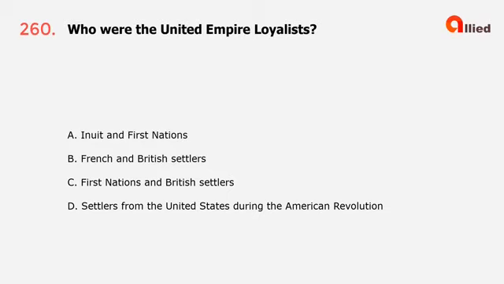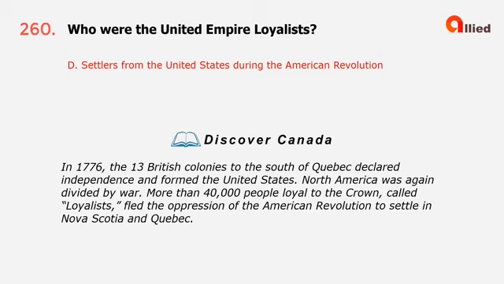Question 260. Who were the United Empire Loyalists? A. Inuit and First Nations. B. French and British settlers. C. First Nations and British settlers. D. Settlers from the United States during the American Revolution. The answer is D. Settlers from the United States during the American Revolution.